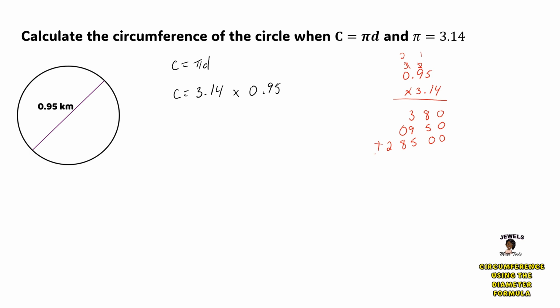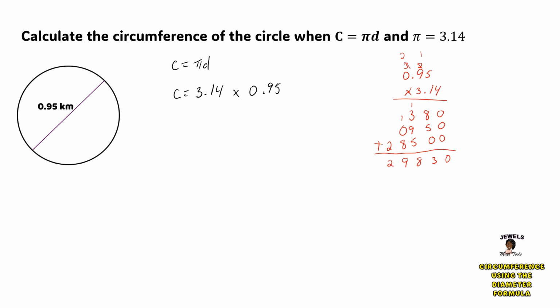So now let's sum our numbers together. So 0 plus zeros will equal to 0. 8 plus 5 is equal to 13. 13 plus 0 is equal to 13. We'll put our 3, carry the 1. 1 plus 3 is 4. 4 plus 9 is 13. And 13 plus 5 is equal to 18. So we'll put our 8, carry the 1. 1 plus 0 is 1. 1 plus 8 is equal to 9. And then we'll bring down our 2.